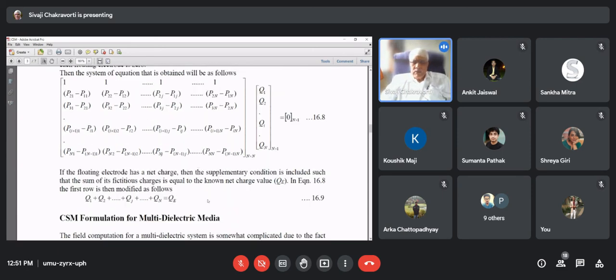There is one more supplementary equation: if at all we know what the charge is, then we can of course put the summation of the charges equal to the known charge. So that could also be possible. So depending on our system, where I am going to compute the field, I can do it.